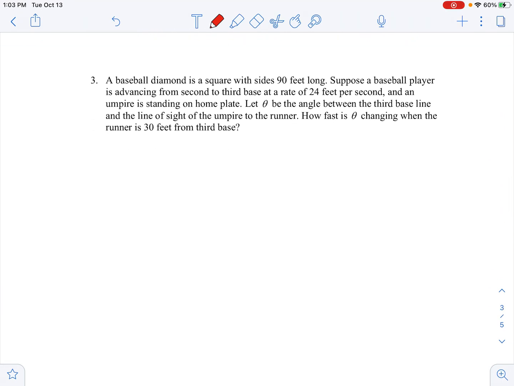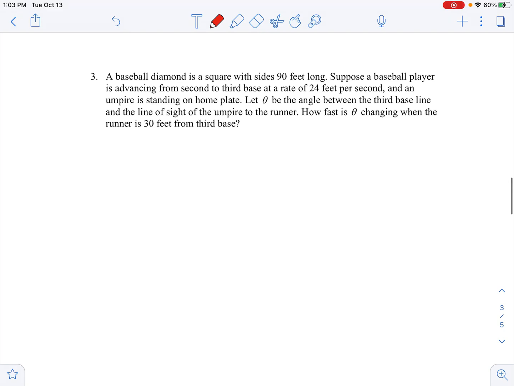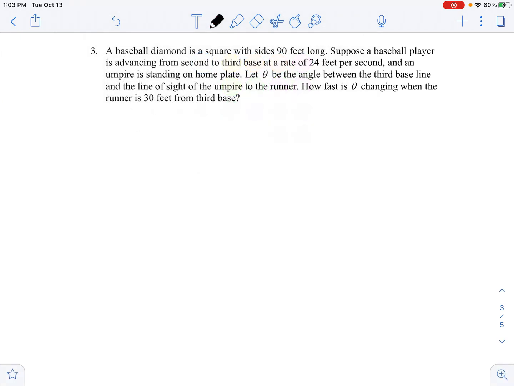And then you'll see a little bit more trig in the next lesson I go through. We go through some AP problems, okay? So you'll see how some of that shows up as well. But let's do this baseball problem.